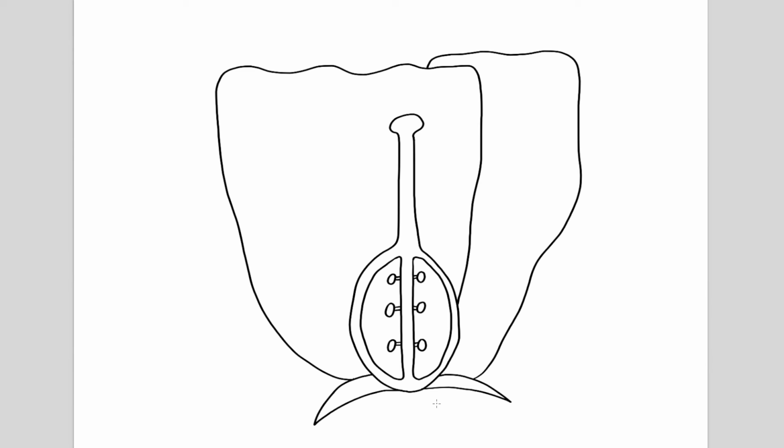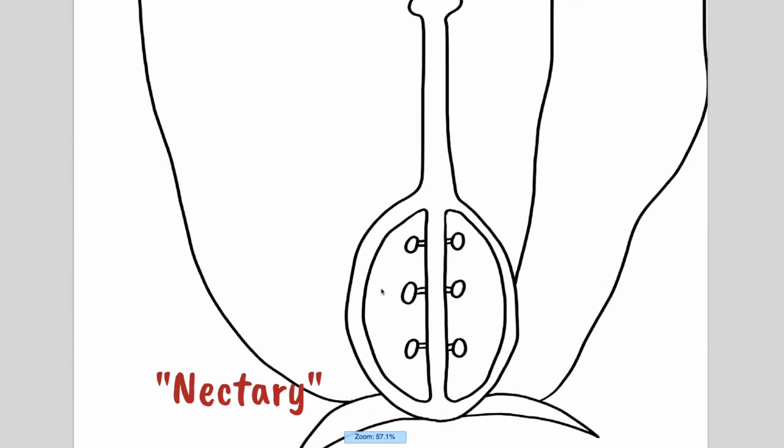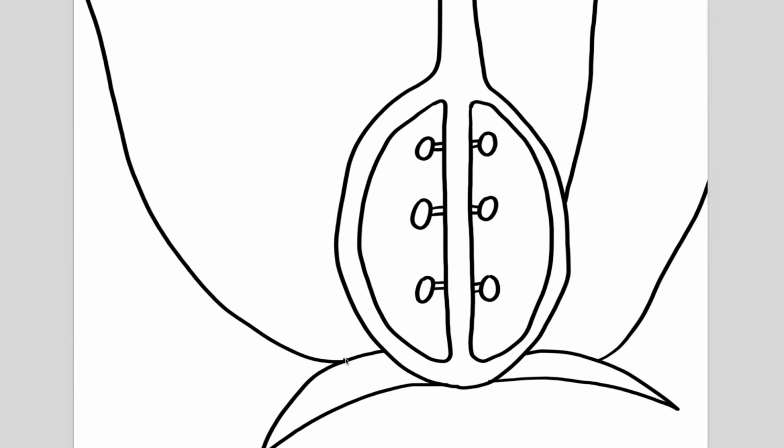Now, of course, remember we're doing a cross section, so you've got to imagine that the petals that would be in front, between us and the ovary, have been removed by this point. Next, let's put in a nectary here and here.